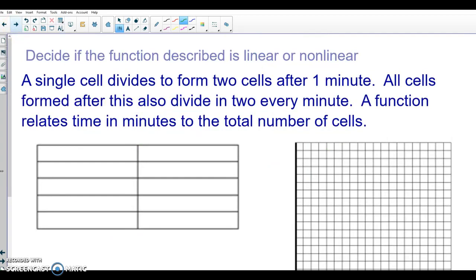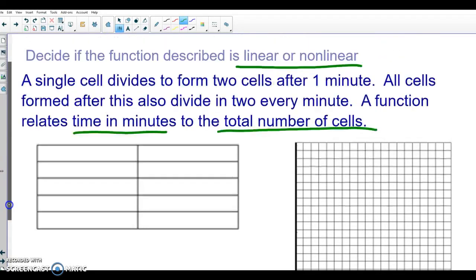Okay, so now you should be looking at the paper that has the situation, the equation, the graph, and the table. Decide if the function described is linear or nonlinear. So we're looking to see what it is. That's our goal. A single cell divides to form two cells after 1 minute. All cells formed after this also divide in two every minute. A function relates time in minutes to total number of cells. So we're comparing the time to the number of cells.